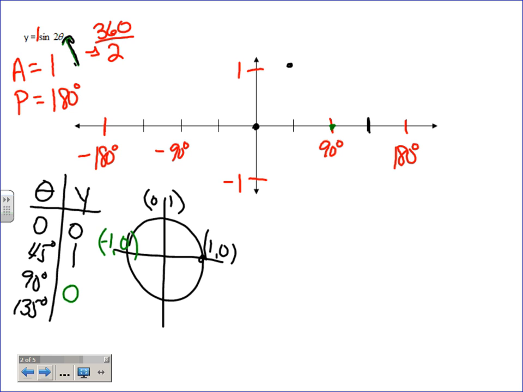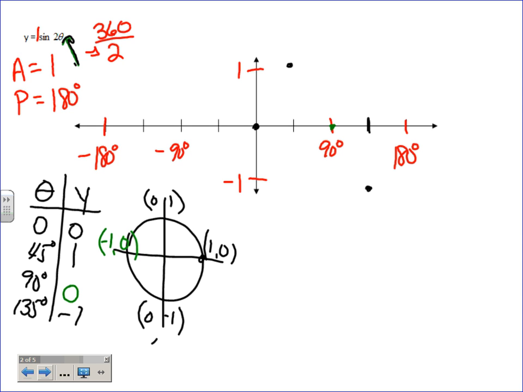Again, you could choose any of them. I'm just going by the tick marks I have. And so 135 is right there. 2 times 135 is a very nice 270, which is (0, -1). And which of those two values is sine again? The y value. And so it's negative 1.